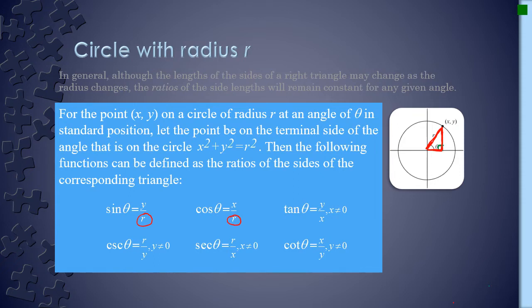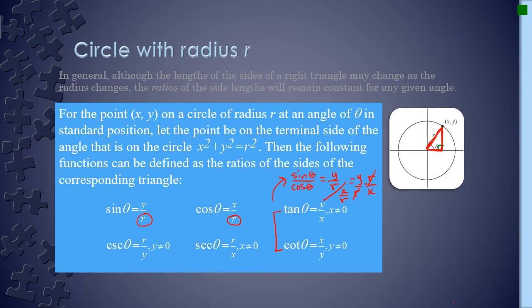Now let's talk about tangent for just a second. Tangent is equal to the sine of theta over the cosine of theta. So if I take my y over r and I divide it by x over r, we know that that's the same as y over r times the reciprocal. And you see that the r's cancel out. And so actually the definition for tangent hasn't changed at all. And if tangent hasn't changed at all, then cotangent hasn't changed. So the definition or the ratio for tangent and cotangent, whether you're in a unit circle or not, doesn't change.